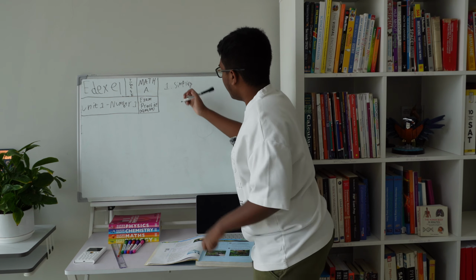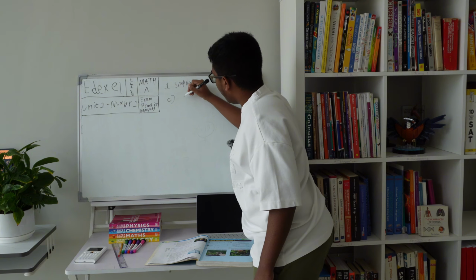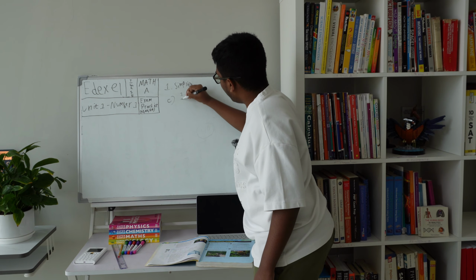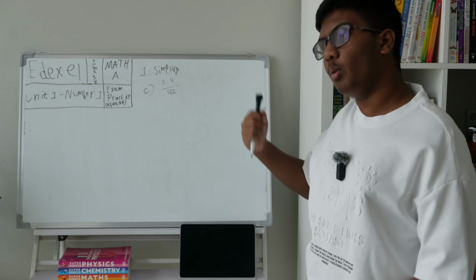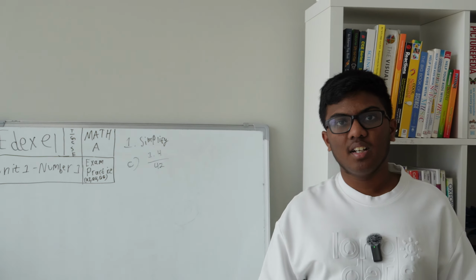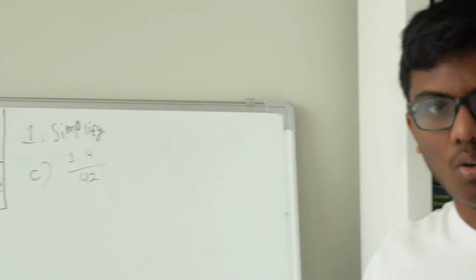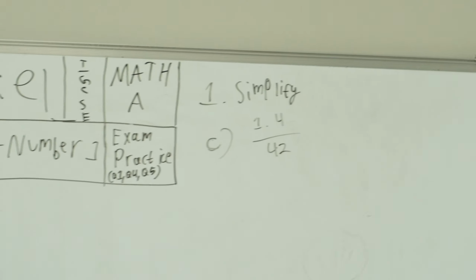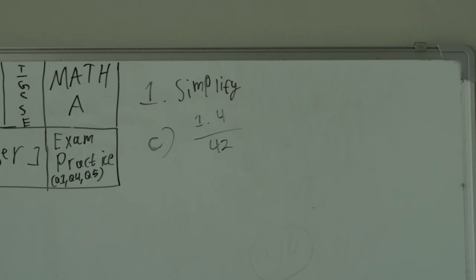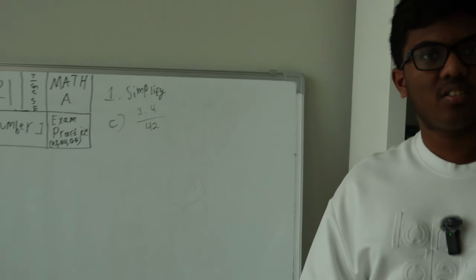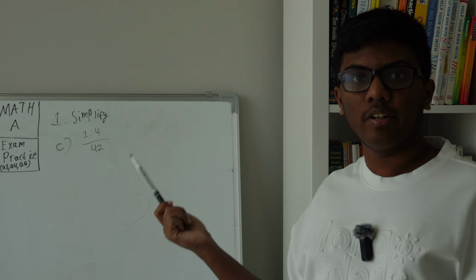So, C is 1.4 over 42. I want to see what you can do. I will give you a minute to solve this question. Alright? Take all the time you need and pause this video if you want. If you didn't hear me or you missed the question, it's 1.4 over 42.